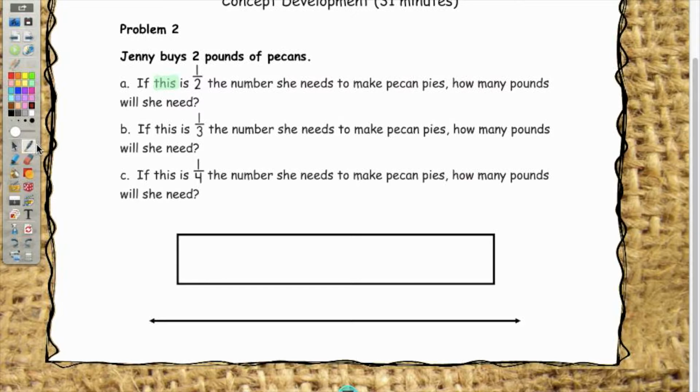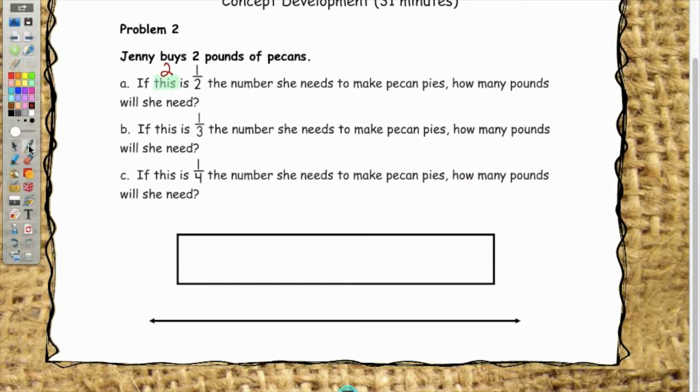What do you think this is talking about? The 2 pounds. The 2 pounds, good. The 2 pounds of pecans. So I'm going to substitute the number 2 for this because it's going to be easier to understand. So let me reread this. It says, Jenny buys 2 pounds of pecans. If 2 is half the number she needs to make pecan pies, how many pounds will she need?